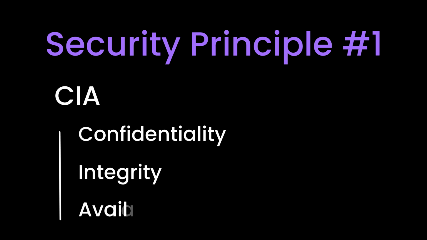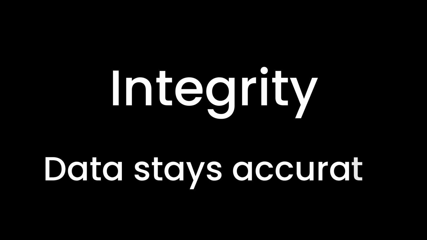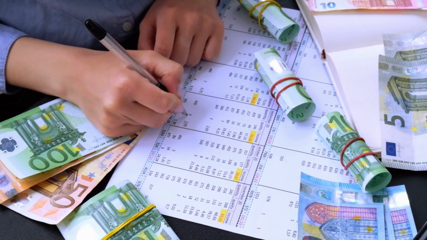You will hear this everywhere in security. It stands for confidentiality, integrity, and availability. Confidentiality means only the right people can see the data. Think encrypted emails or internal company documents. Integrity means the data stays accurate and unaltered, so no one quietly changes your paycheck in the database.